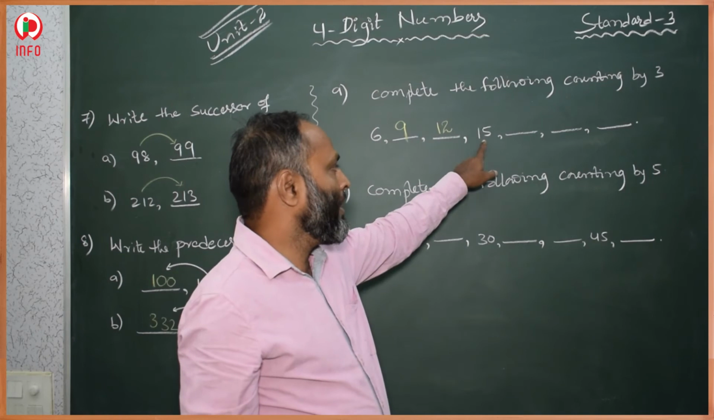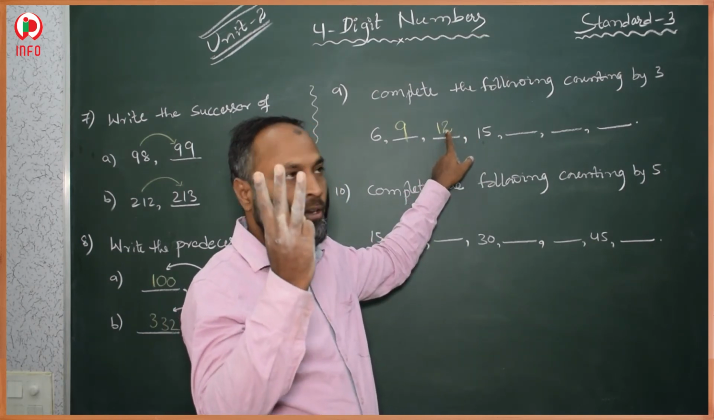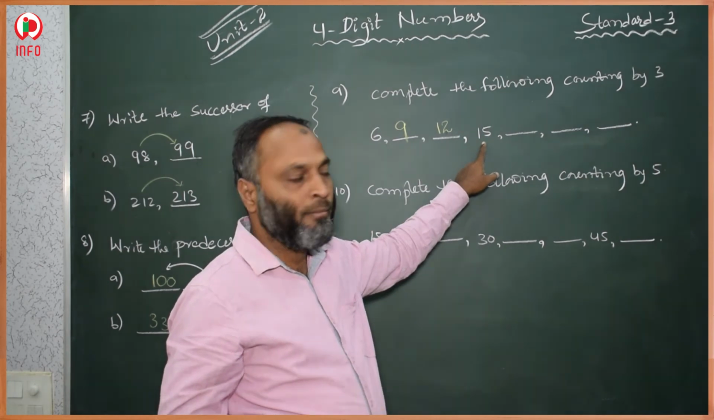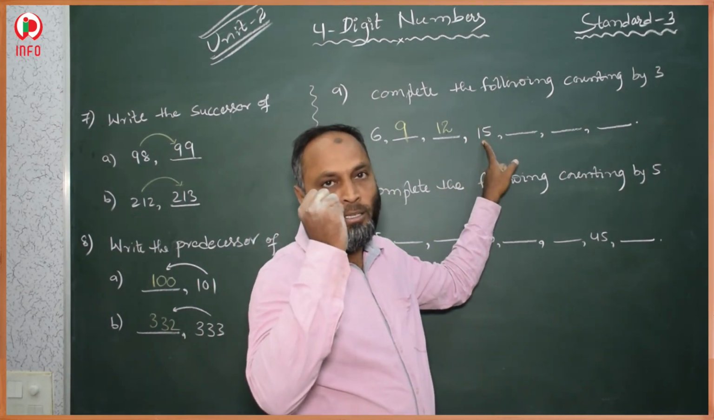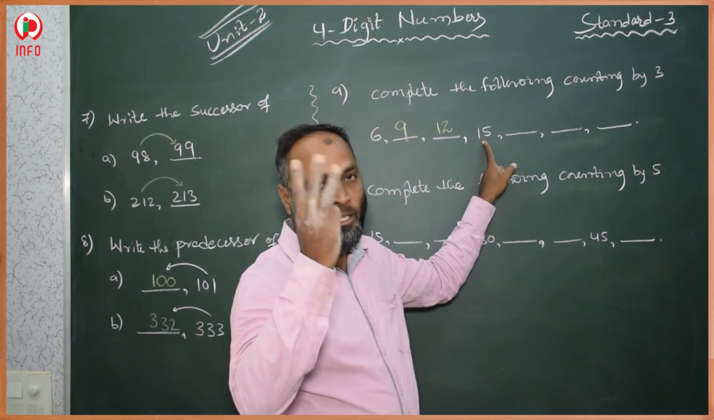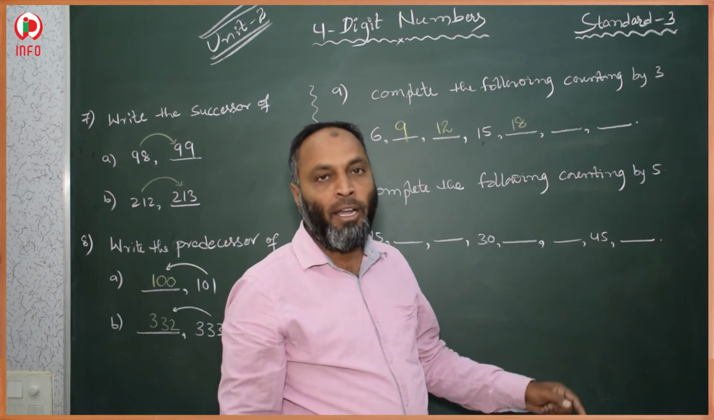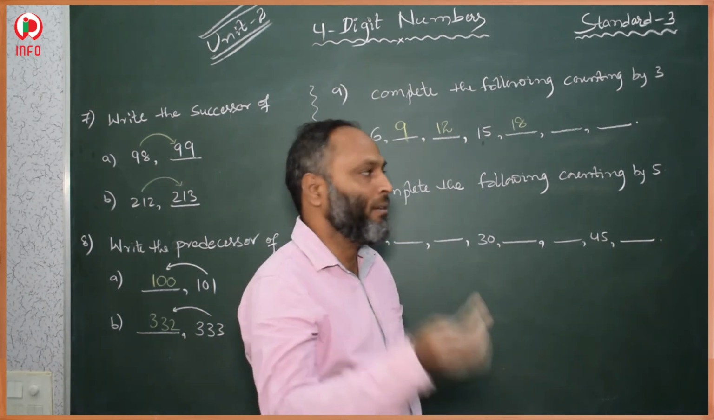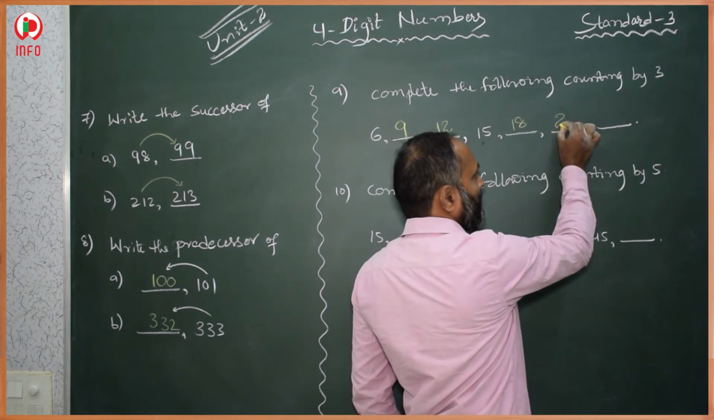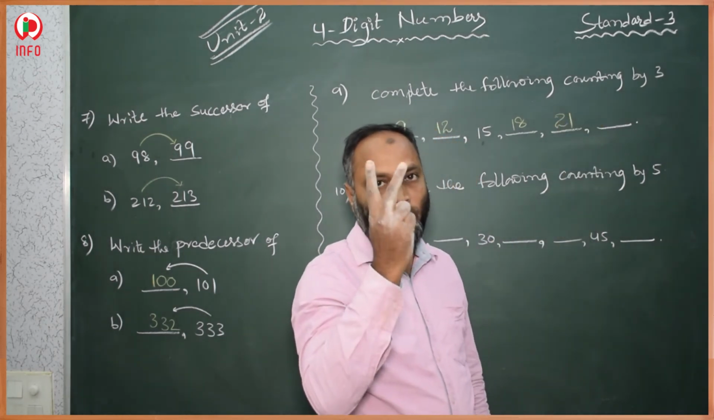Then after 12: 13, 14, 15. Automatically 15 comes. After 15, again skip 3: 16, 17, 18. Then after 18, again count 3: 19, 20, 21. Then after 21: 22, 23, 24.